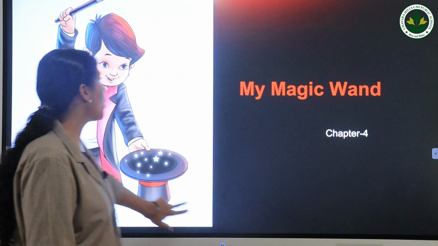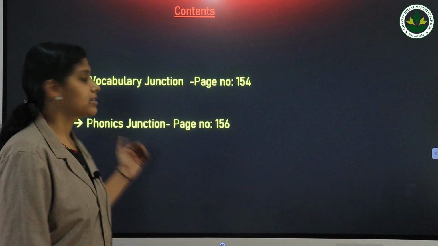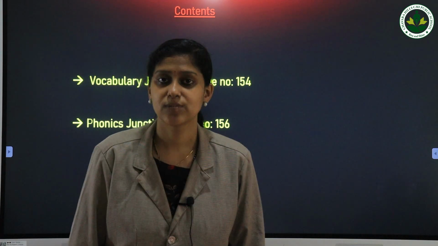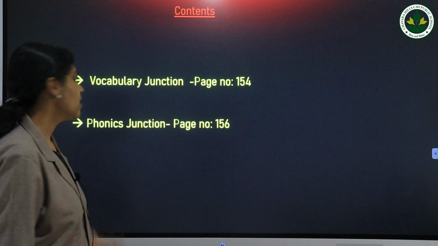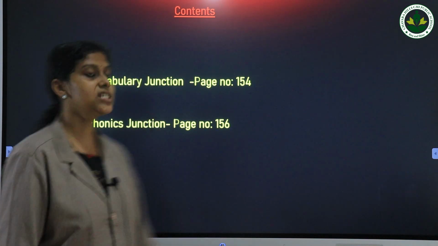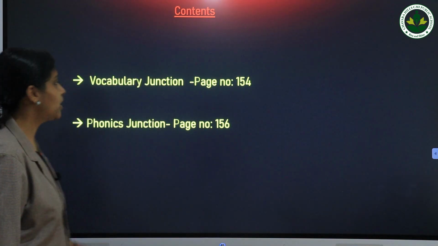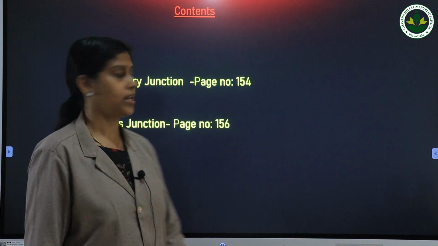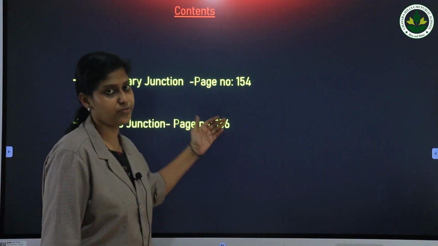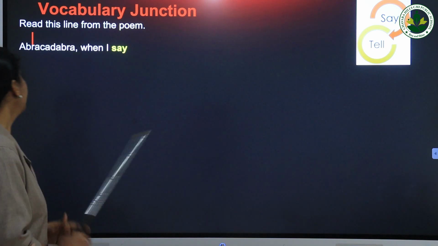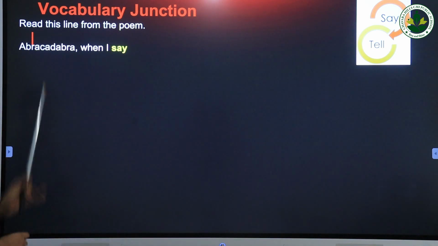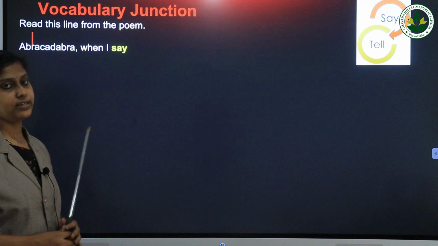And today we are going to discuss some exercises related to this poem. First one, vocabulary junction. Next is phonics junction. Today we are going to discuss these sessions, vocabulary junction and phonics junction. Okay, all of you please take page number 154. Vocabulary junction. Look at the screen. Read this line from the poem.